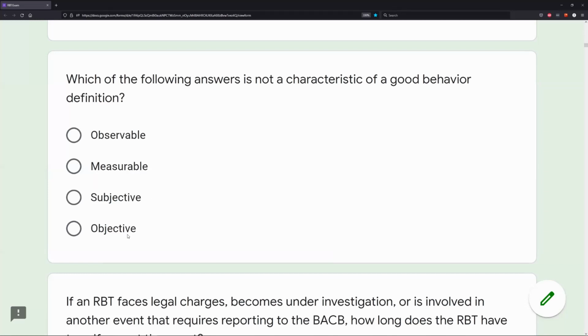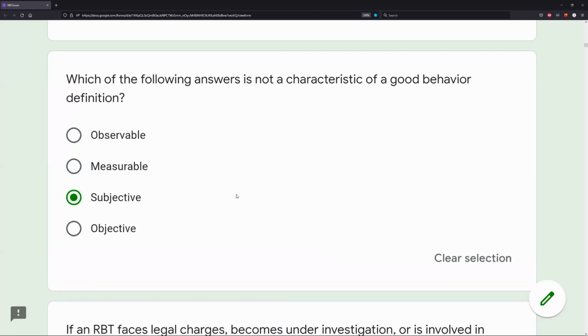Now, subjective versus objective, okay? Objective is what we want in a behavior definition. This means it's factual. It's based on what happened, not our opinion. Subjectivity means it can change, right? It can change person to person, opinion to opinion. We're not really giving our opinion on what's happening. We're trying to determine exactly what happened objectively. So which of the following is not a characteristic of a good behavior definition? It's going to be C, subjective opinions or subjective statements.